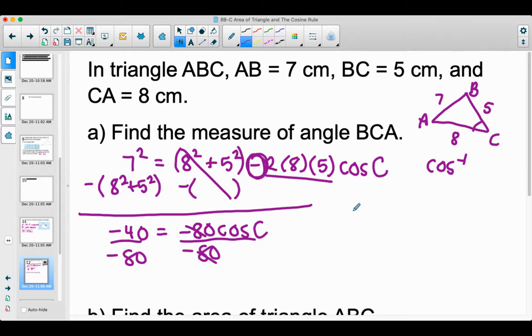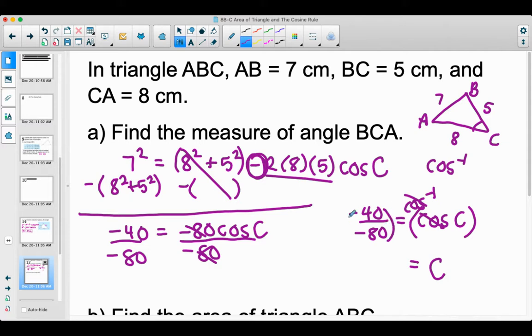And we're going to have, I'm going to come over here. That can simplify if you want to simplify it. If you don't want to simplify it, you do not have to because your calculator can do that for you. But you're going to have negative 40 over negative 80 is equal to cosine C. But remember, we need to get rid of this cosine. So in order to do that, we use that inverse cosine so that those cancel and I just have the C. But if I do it to one side, I need to do it to the other side.